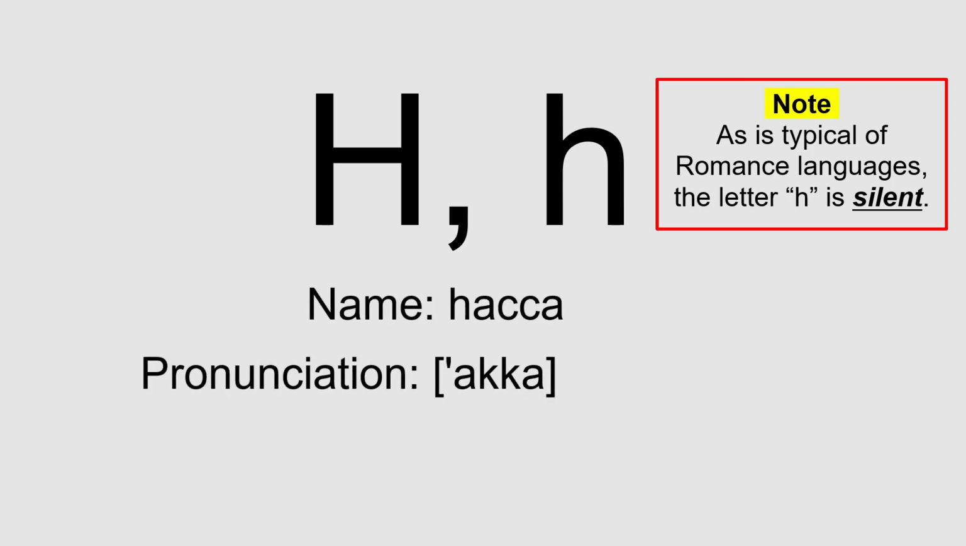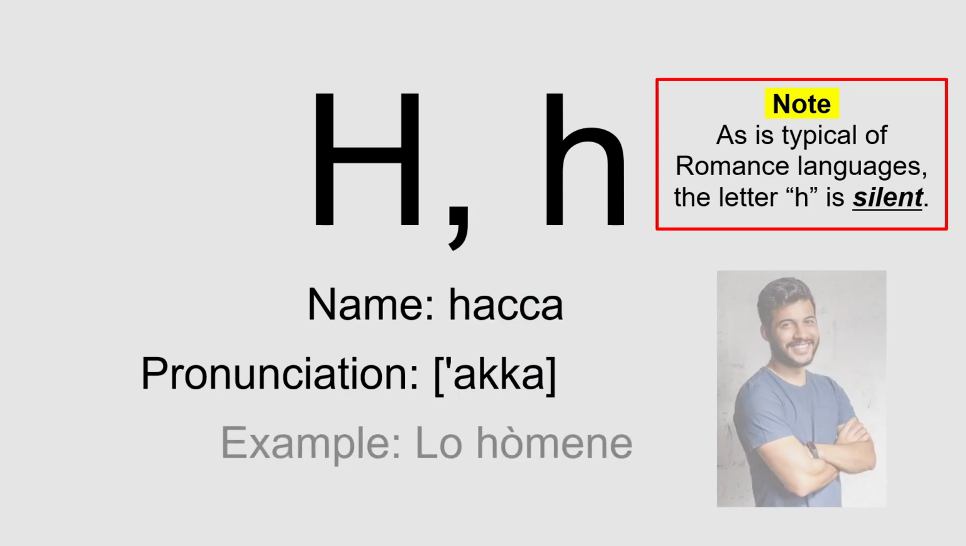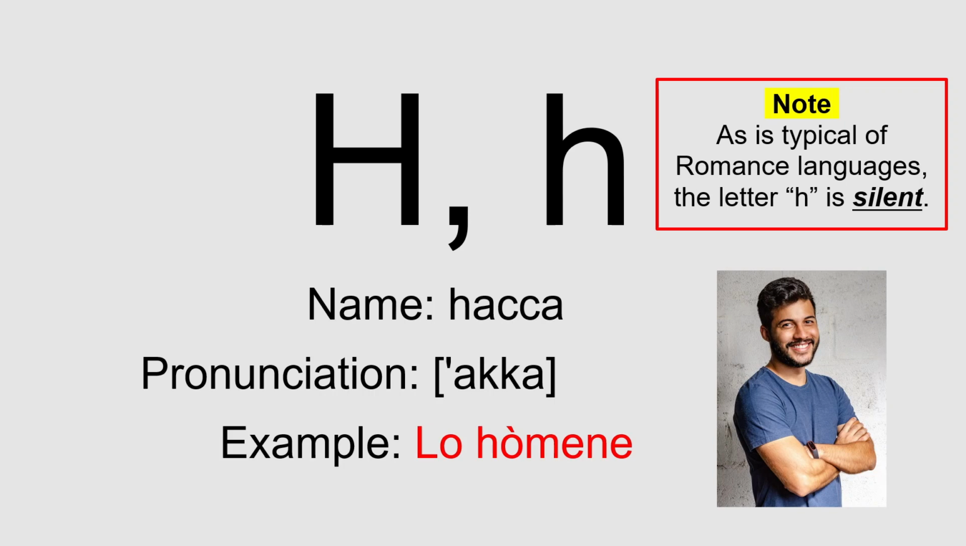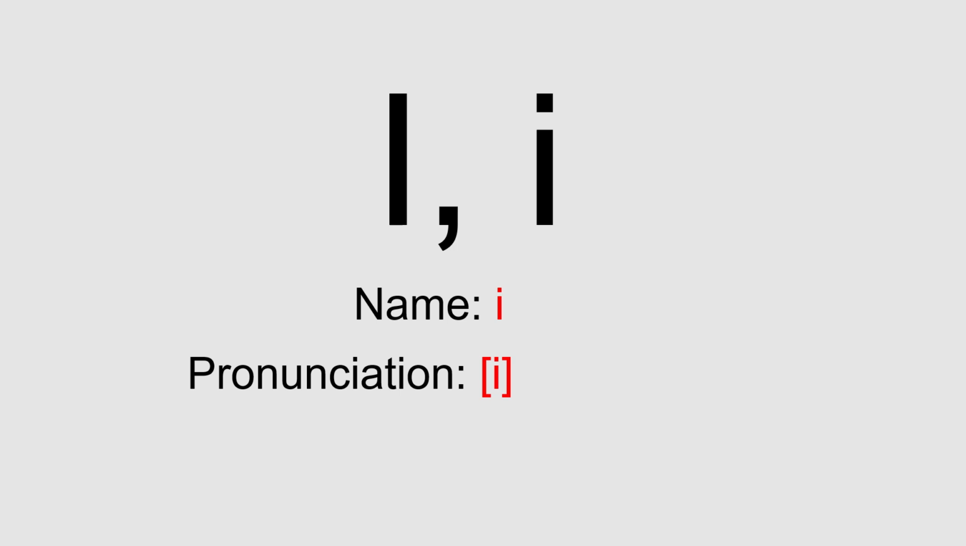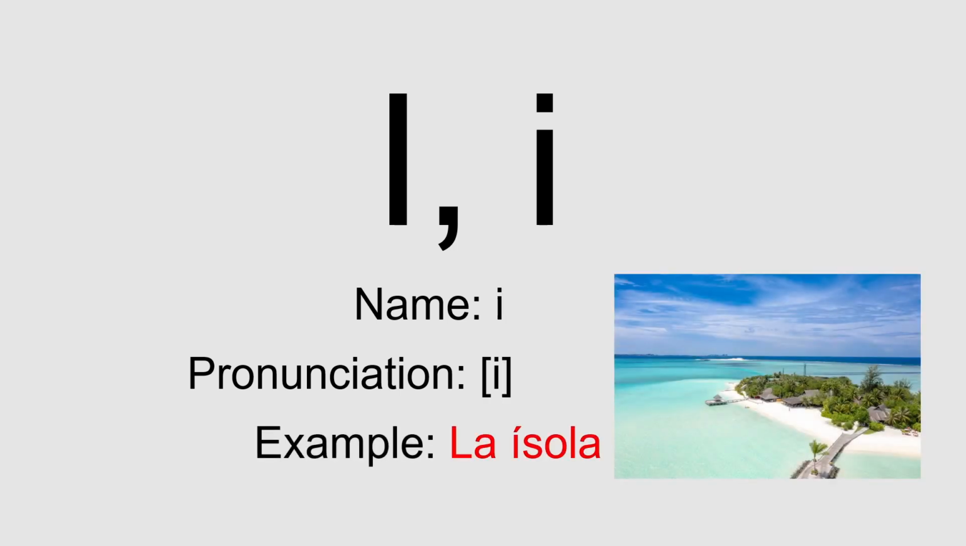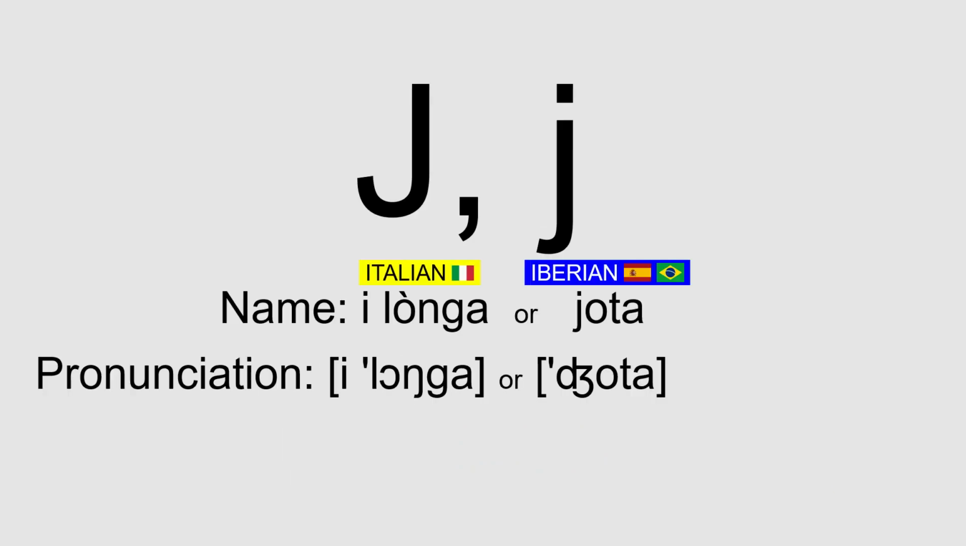So we say akka. Lo uomine, the man. I, la isola, the island. This letter can be called by one of two options.